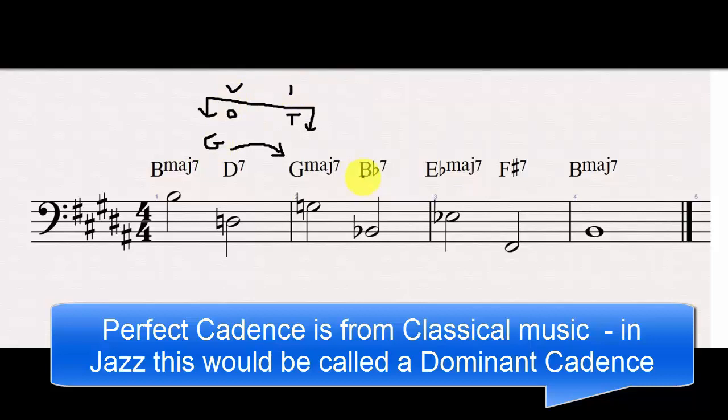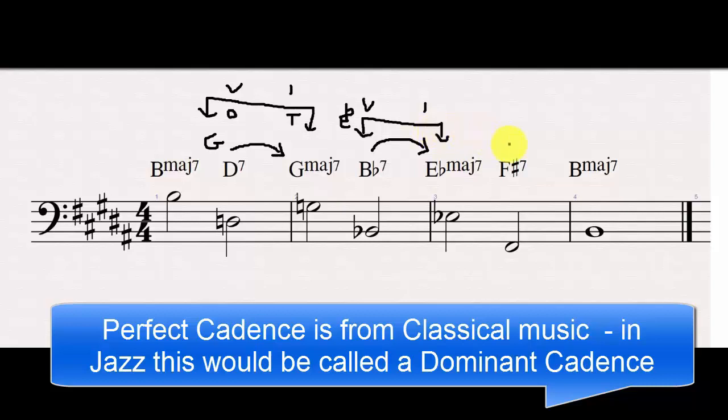And now here we've moved to B flat 7, which is obviously setting up another cadence. This is B flat 7 going to E flat major 7. So what key are we in here? Well, this is obviously another 5-1, but this time we're in the key of E flat. Put it there. You get that? Pretty easy, isn't it?